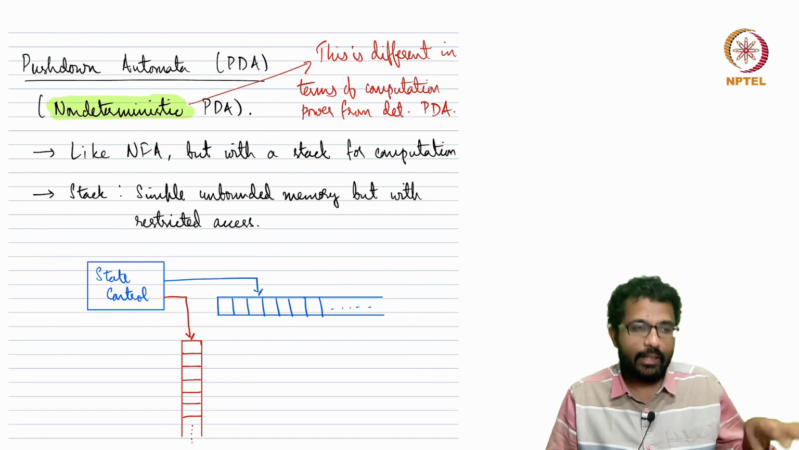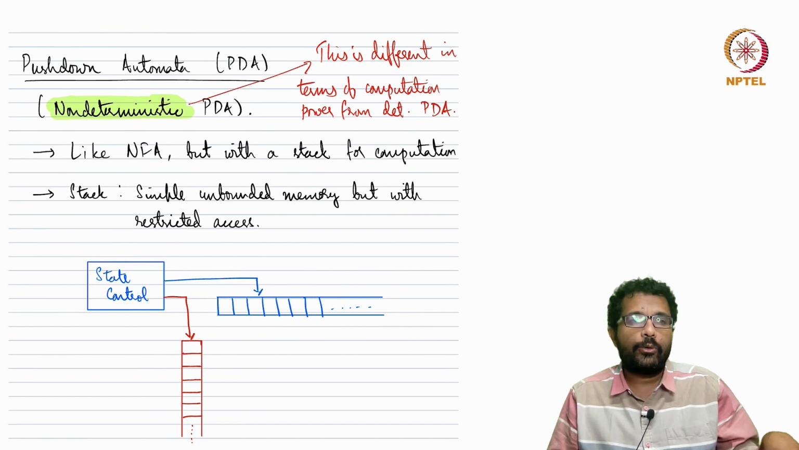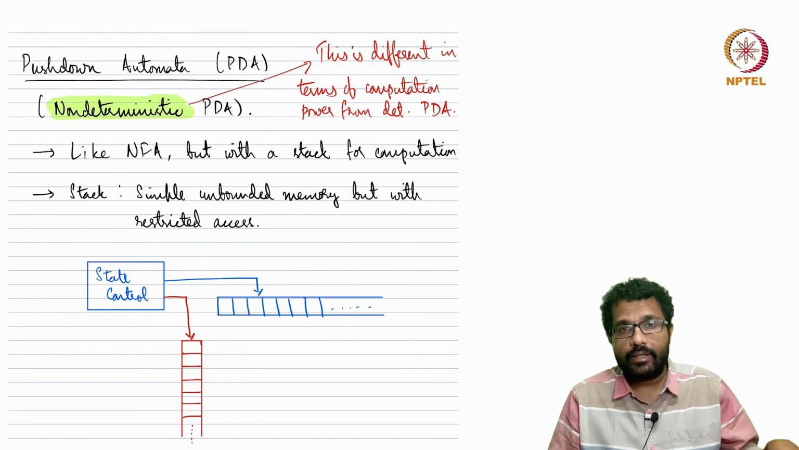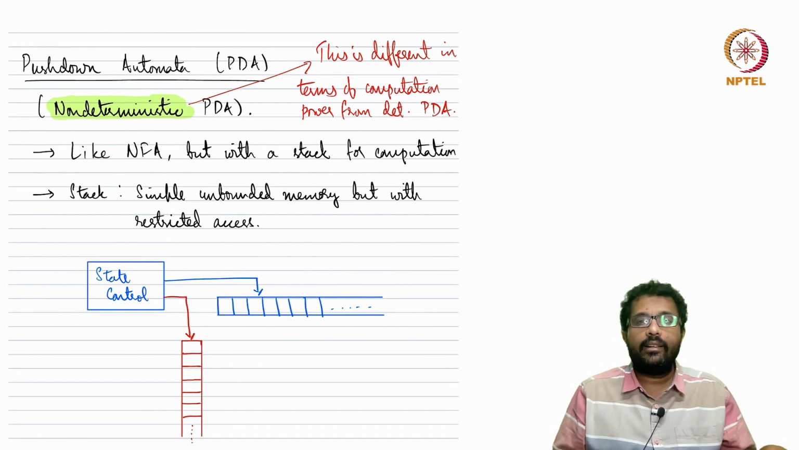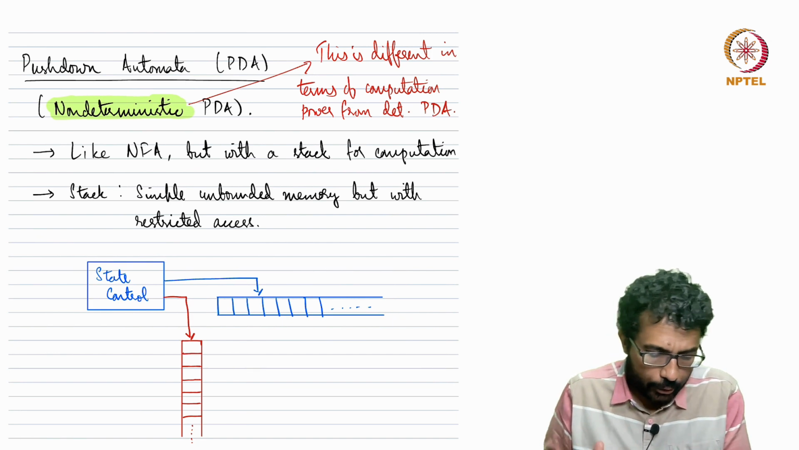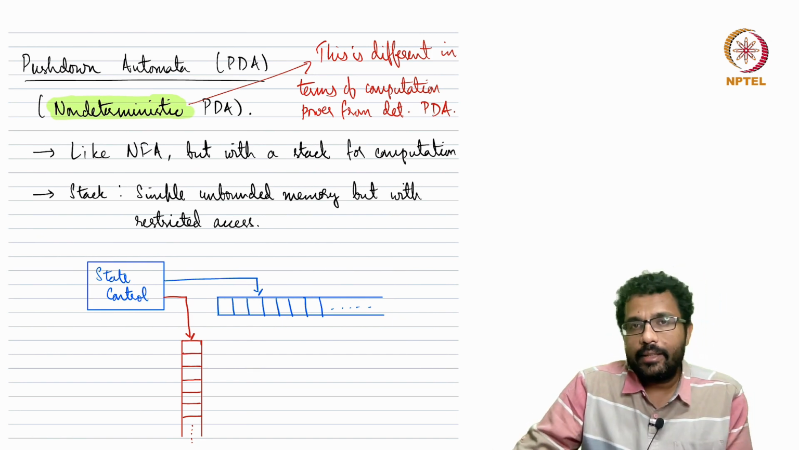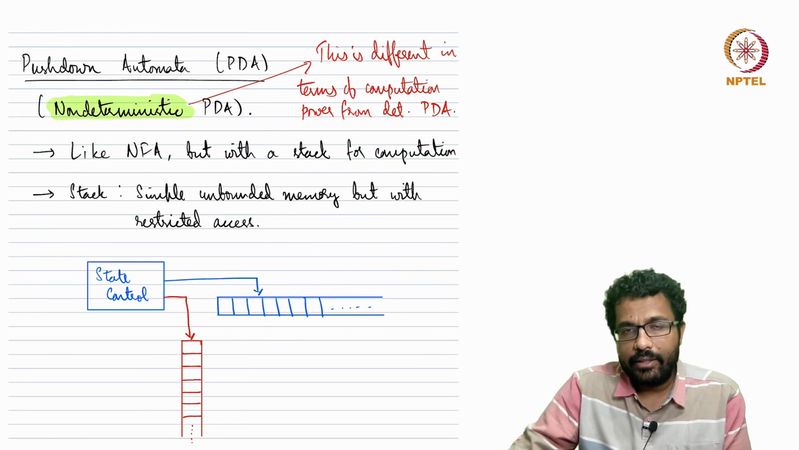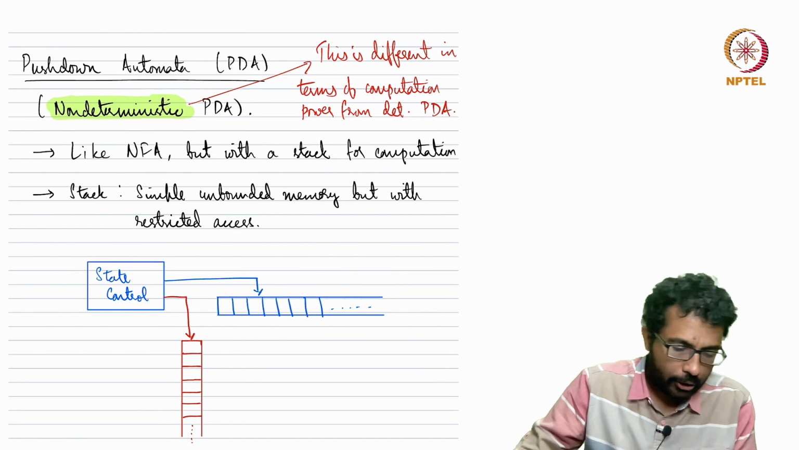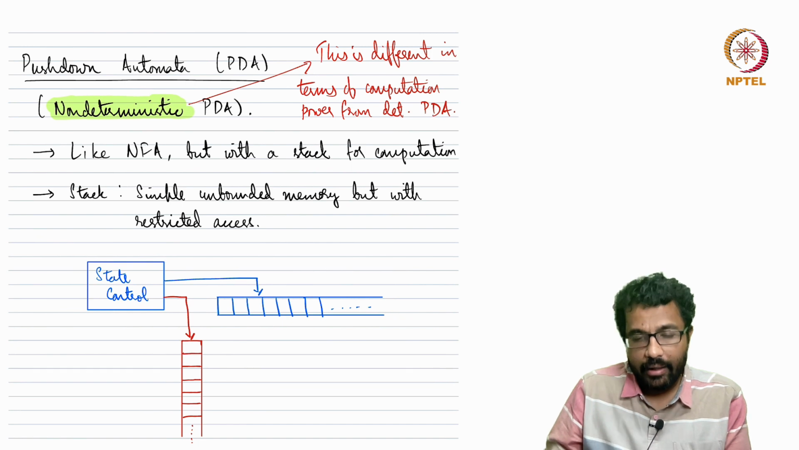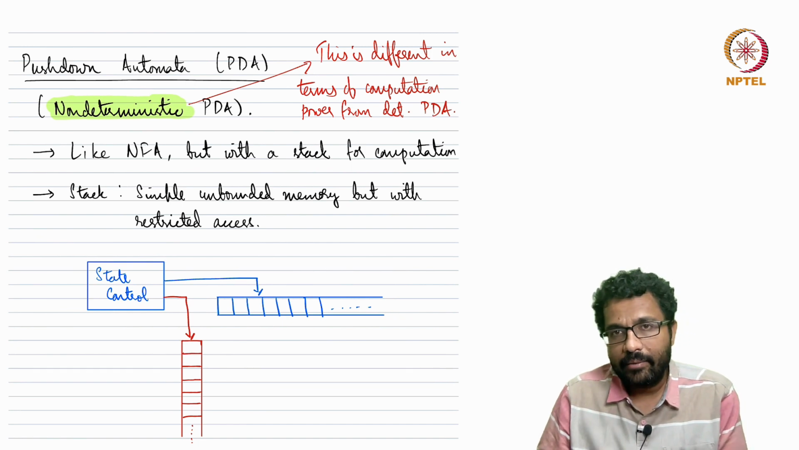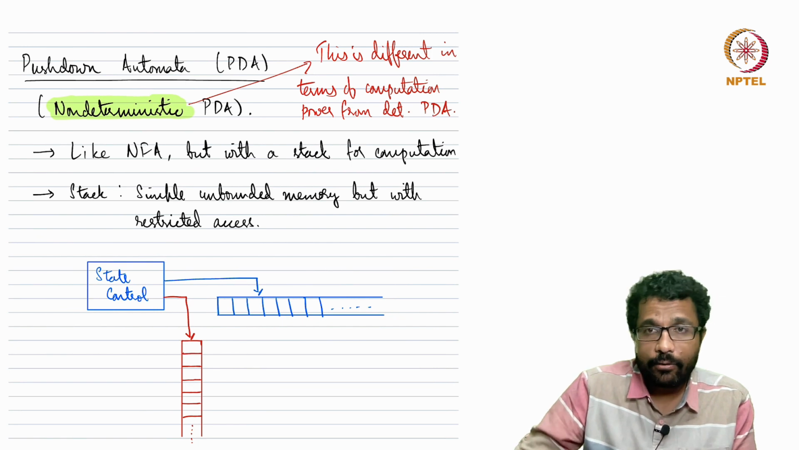But just for completeness, I would like you to know that there is something called deterministic push-down automata, which has a slightly different computational power, meaning there are languages that are recognized by non-deterministic push-down automata which are not recognized by deterministic push-down automata. In terms of computation, this is very much like an NFA, a non-deterministic finite automaton. Push-down automata are also abbreviated as PDA. So PDAs are like NFAs, but there is an additional stack for computation.